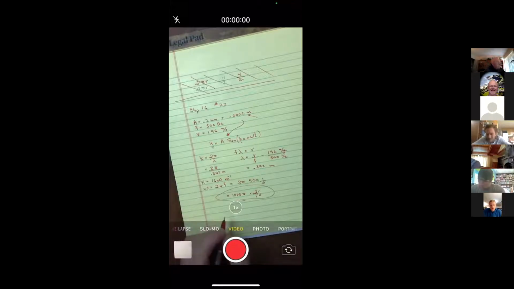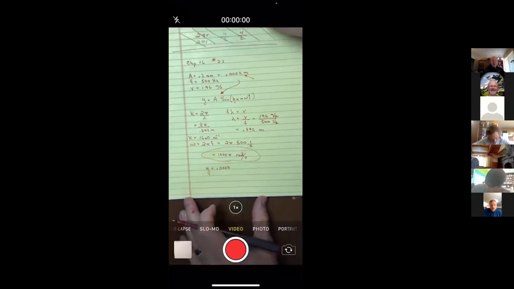Okay, so now I think I'm finally done with part A, where it says, okay, here's the equation, y equals. So I'd have the amplitude, 0.0002.